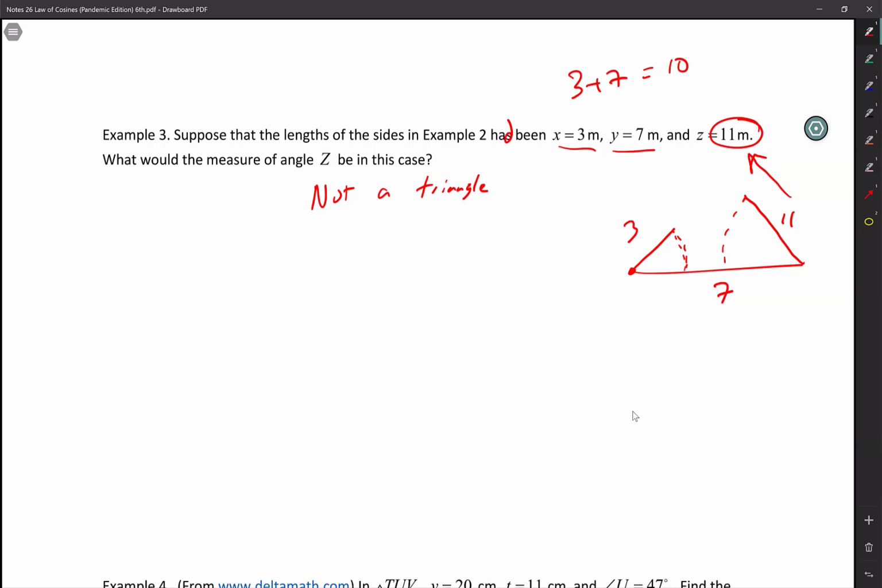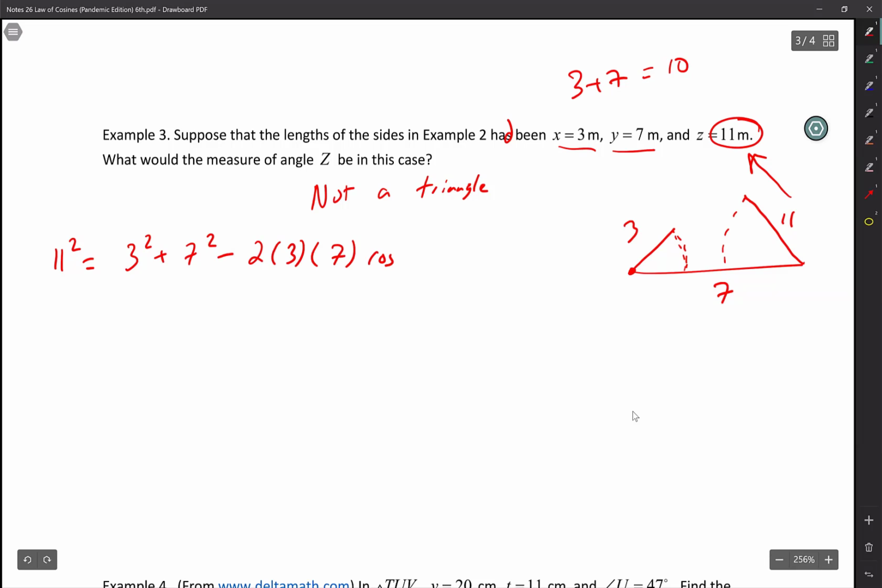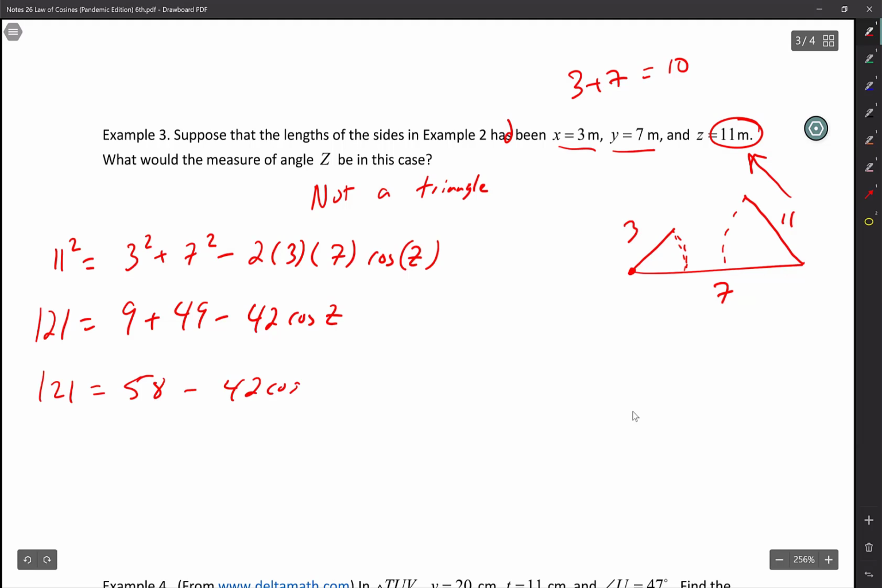But if you did try, let's see if we get an error message. Again, I'm finding angle z, so I'm going to put the 11 on the outside. 11 squared equals 3 squared plus 7 squared minus 2 times 3 times 7 cosine of angle z. Excuse me. And I'm just going to go ahead and start working it out, guys. 121 equals 9 plus 49. 2 times 3 times 7, so that's 42. So all this is going to look pretty much the same. 121 equals 58 minus 42 cosine z.